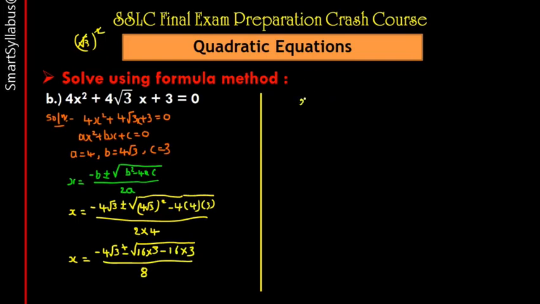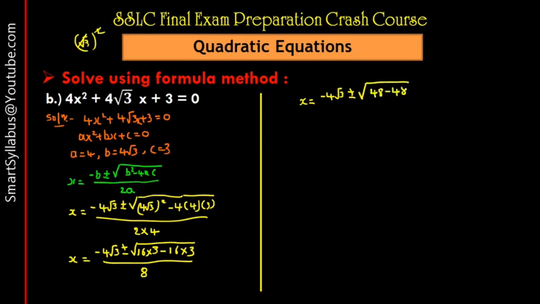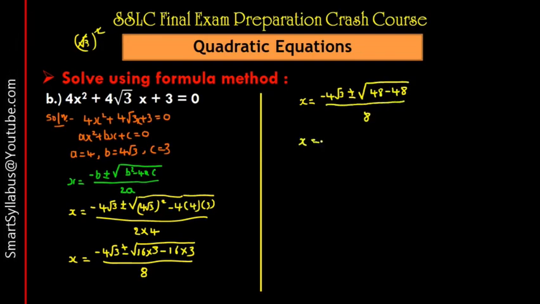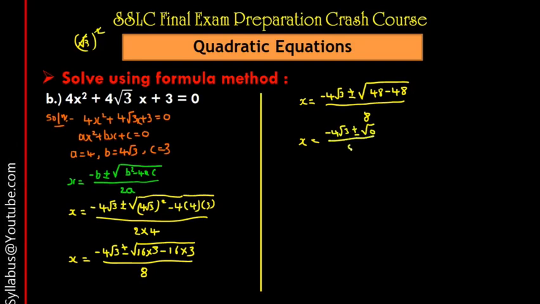Next, x is equal to minus 4 root 3 as it is, plus or minus, so it's 48 minus 48 the whole divided by 8. Therefore x is equal to minus 4 root 3 plus or minus, it's just 0 upon 8. That is x is equal to minus 4 root 3 plus or minus square root of 0 is 0 upon 8. So as you know, quadratic equation in the sense there must be two solutions.